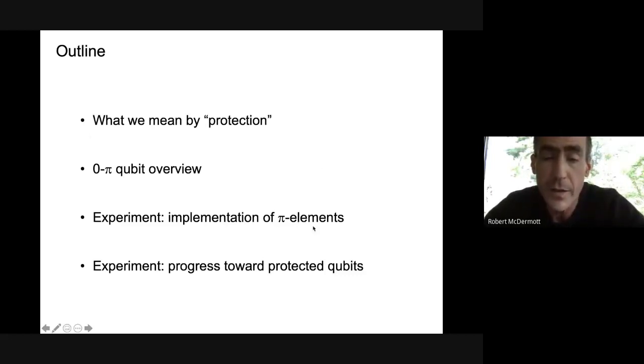The key piece that we need is an effective pi periodic Josephson element. I'll tell you that this is pretty straightforward to realize. We now have these robust pi elements. And in the last bit, I'll talk about some progress towards implementing protected qubits using these pi elements.